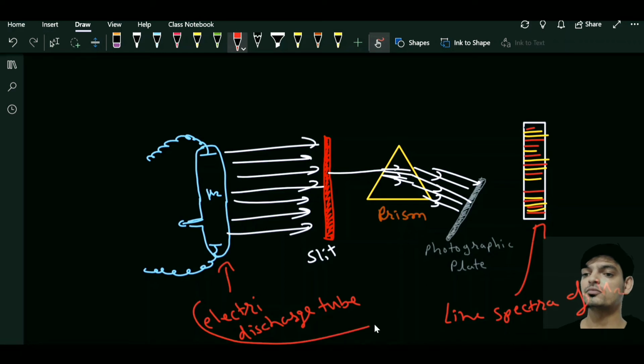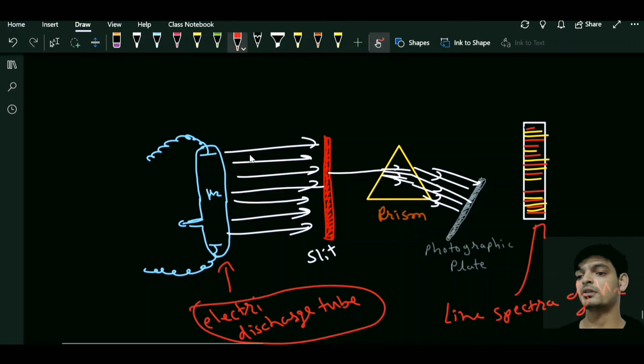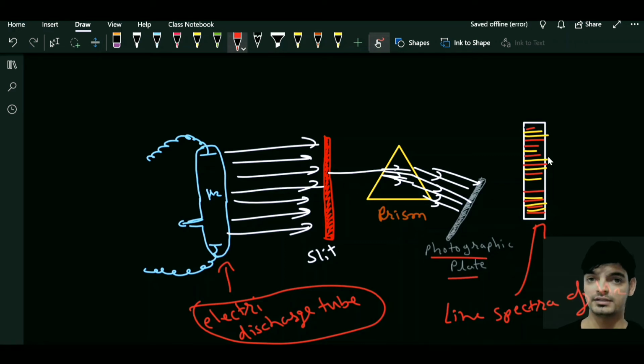From the electric discharge tube, the radiations come out, and we pass this radiation through the spectroscope, in which the prism is there. From the prism, when we pass it onto the photographic plate, we get different kinds of bands, and these are in the form of lines. That's why it is known as a line spectra. Clear about it? So this is all about the emission spectra.